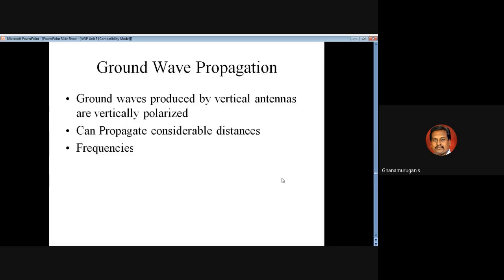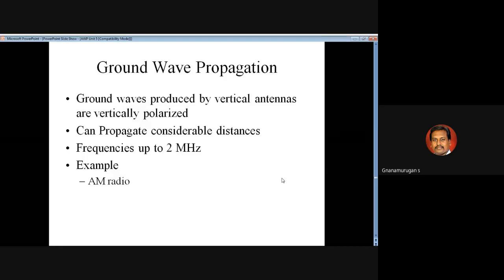Okay, so this is the operation. Ground wave propagation: the ground wave is produced by a vertical antenna and is vertically polarized. You can use the electromagnetic waves for transmission from one area to another area, for a considerable distance. Again, you can transmit the wave, which means you can connect it to another antenna, or you can install another antenna. That is a vertical antenna.